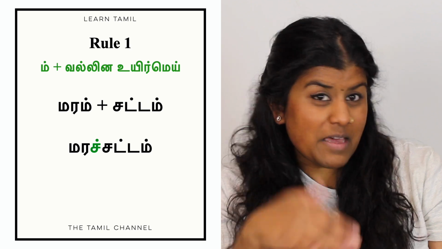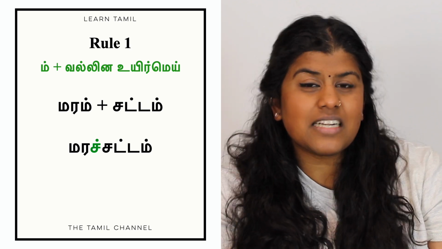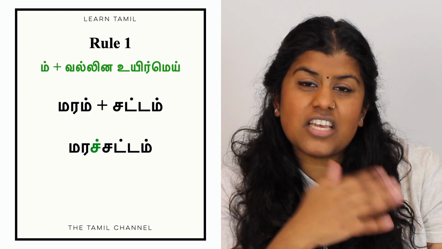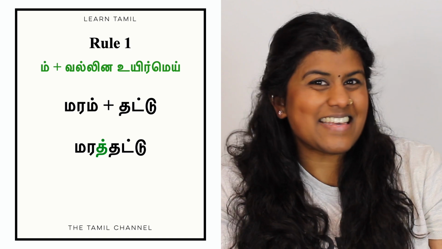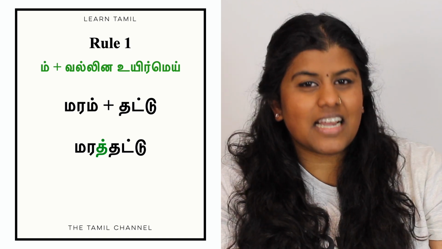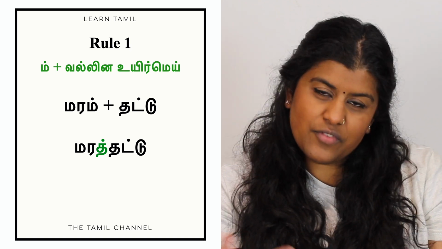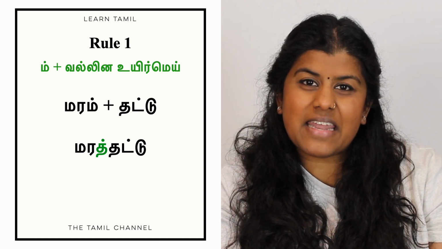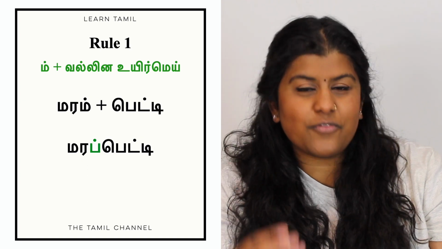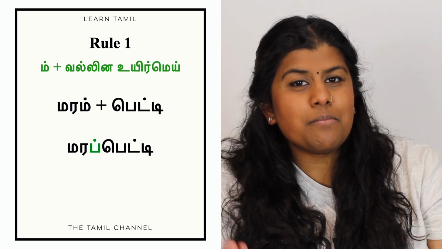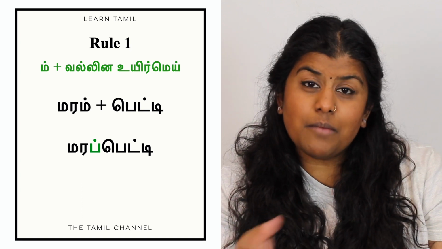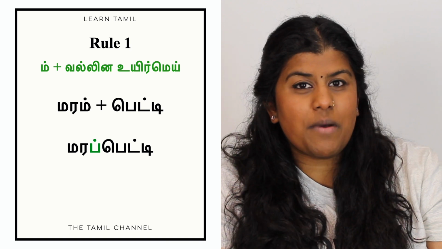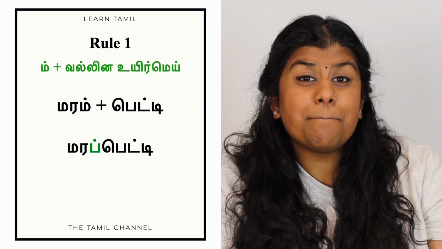Another example, we're going to use madam again. Madam plus sattam. So this time it starts with sa. In this case, remove the final letter and replace it with an ich and it becomes mera chattam. Another example, madam plus tatte. So madam plus tatte, remove the final letter and replace it with it because the next word starts with ta. It becomes mera tatte. And one more example for up or compound letters of up. Madam plus patti. You remove the final letter and replace it with up because patti starts with pe, which is a compound letter of up, and you get Marapatti.